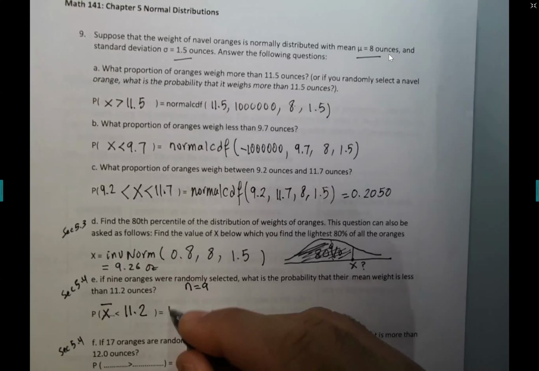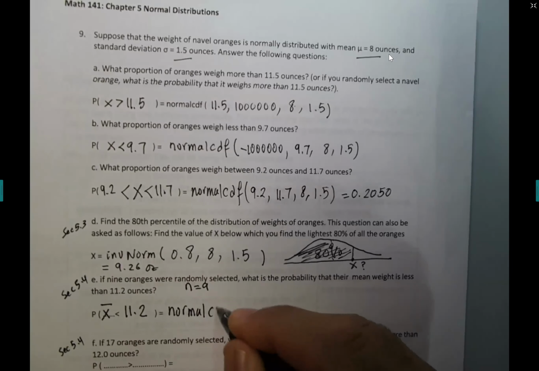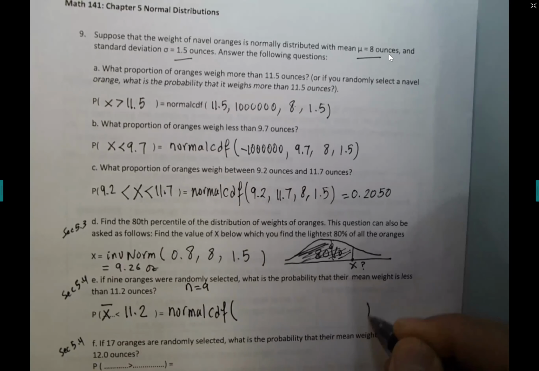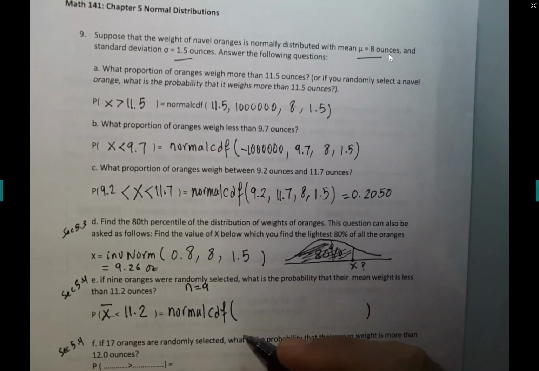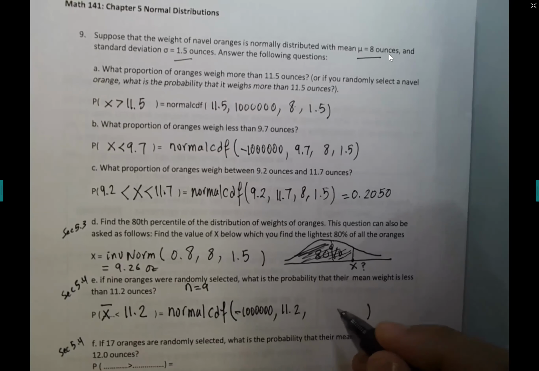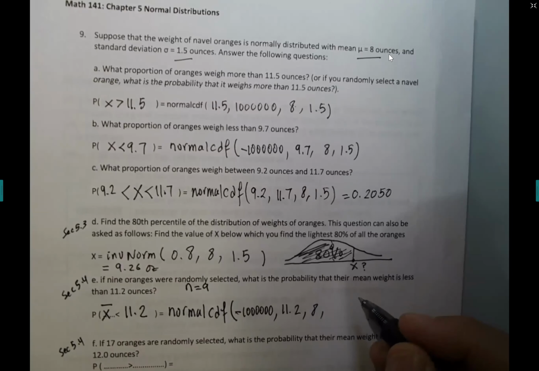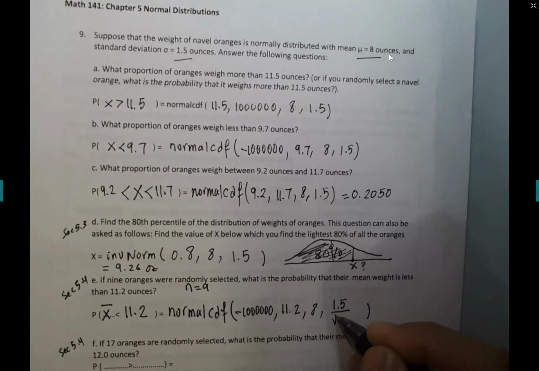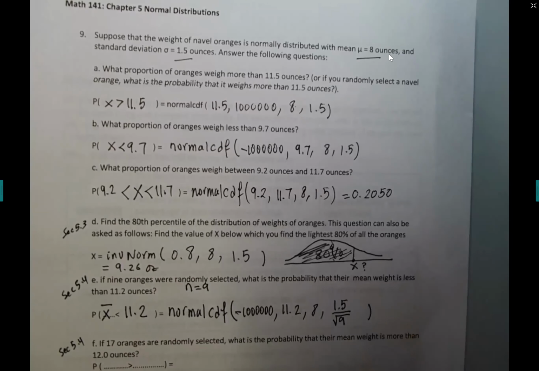Okay, who would like to volunteer and tell us what the 4 arguments are? What's the lower bound? -1,000,000. All right. What's the upper bound? 11.2. What's the mean? Mean is 8. And what's the standard deviation? It is 1.5 over the square root of 9. Excellent. This is all, guys. If you have a sample size, use it in the problem. Divide by the square root of the sample size. That's it.